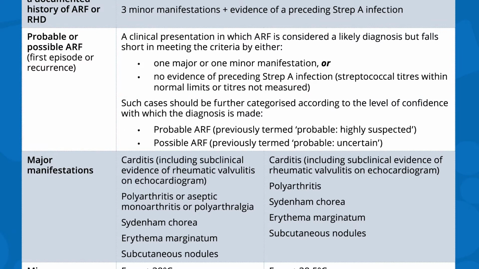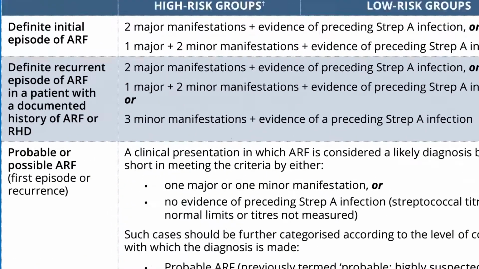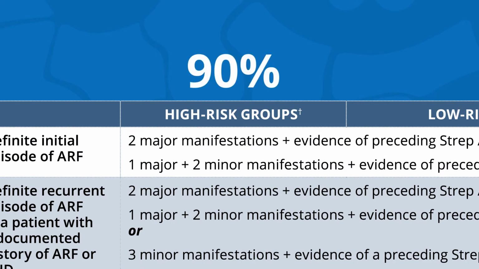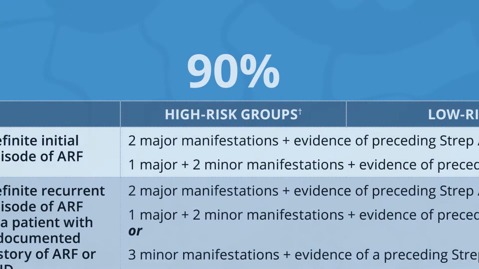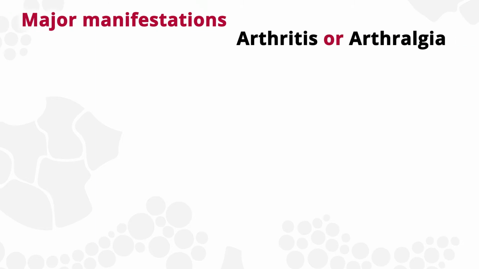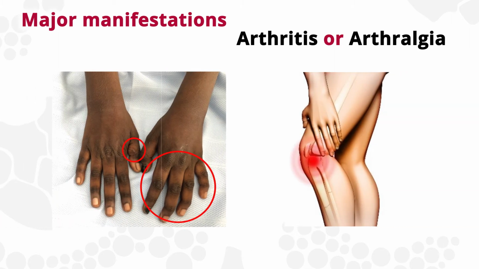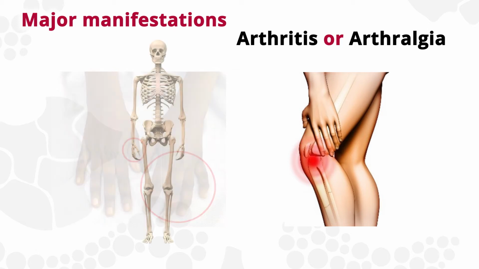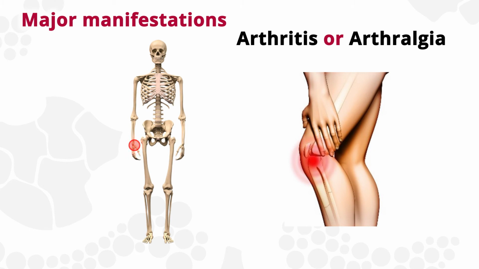The manifestations described here are based on people at high risk because they make up over 90% of ARF in Australia. Major manifestations. The most common is arthritis or arthralgia. Pain, redness and swelling usually occur in a large joint or joints and limits movement. The pain is classically migratory, transient and asymmetric and extremely intense. It can last from 2 days to 3 weeks in each joint.